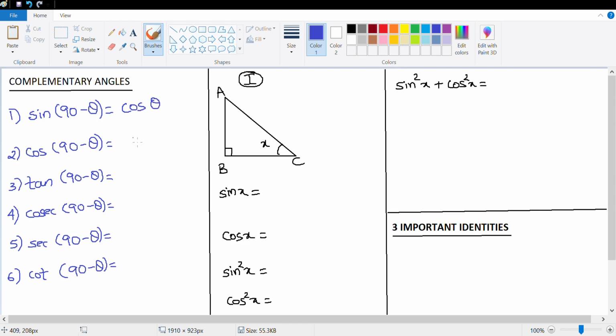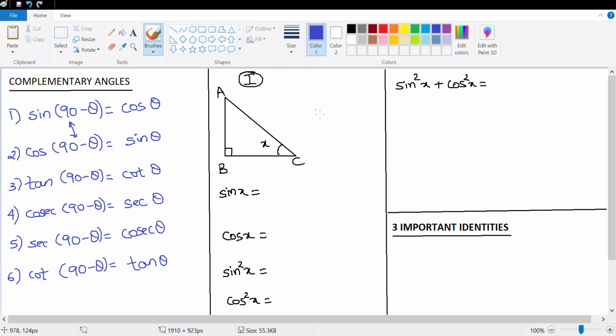Cos of 90 minus theta is equal to sine theta, which means if you have 90 minus theta, sine will become cos and cos will become sine. Tan becomes cot and cot becomes tan. Cosec becomes sec, which is basically the reciprocal of sine, and sec becomes cosec. In this case, sec 90 minus theta is equal to cosec theta. Perfect.